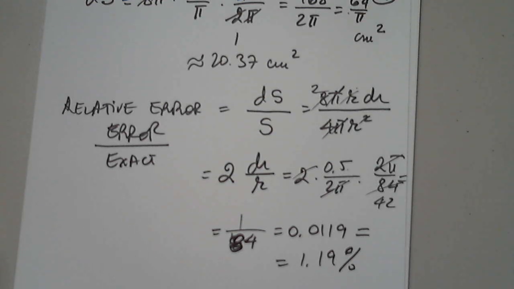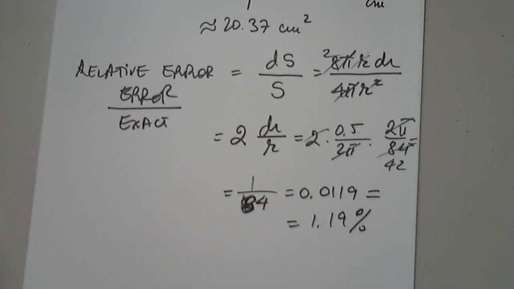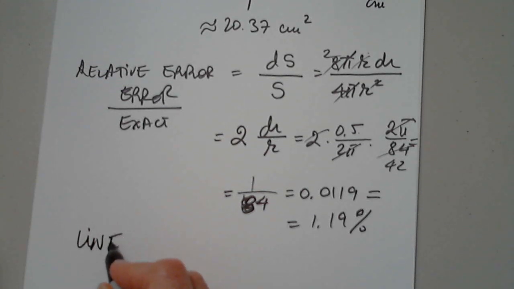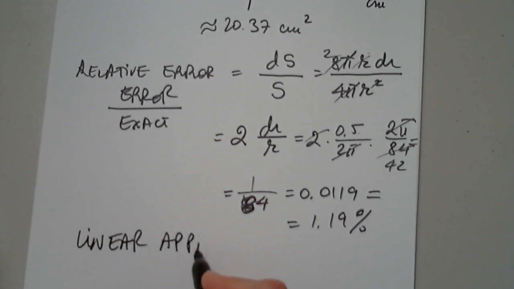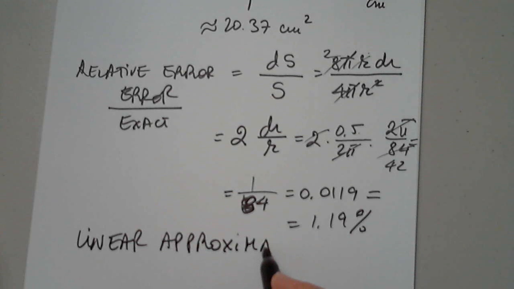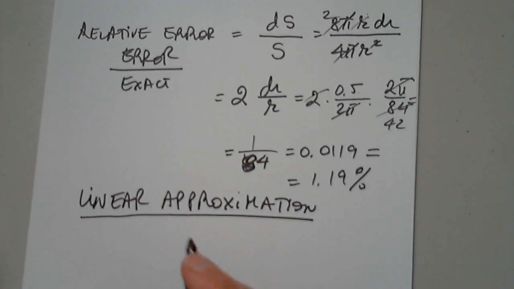Okay, so we can do this as a review tomorrow. I just would like to finish this. So we can also look at the maximum error in calculated volume. Same thing, but instead of using S, we're going to use volume, V. Okay, last topic here is that linear approximation. Okay, the linear approximation says this.